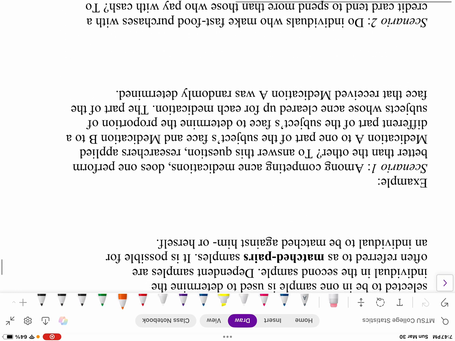As we go through, here's the first one. Among competing acne medications, does one perform better than another? To answer this question, researchers applied medication A to one part of the subject's face and medication B to a different part of the subject's face to determine the proportion of the subjects whose acne cleared up for each medication. The part of the face that received medication A was randomly determined. And so this is an example of a dependent sample.